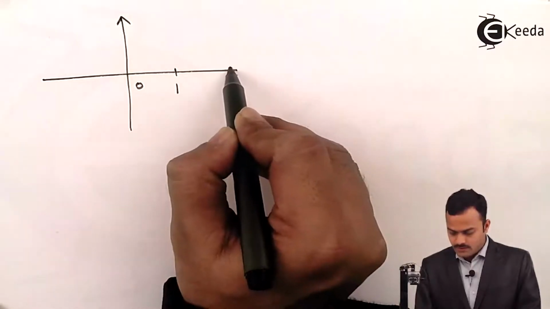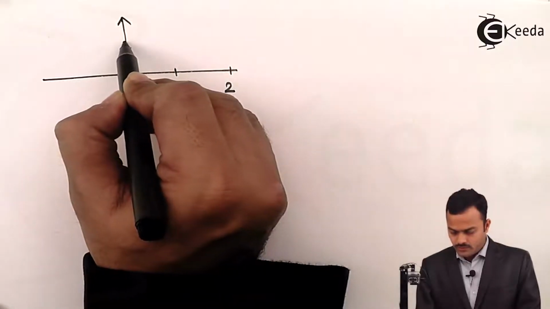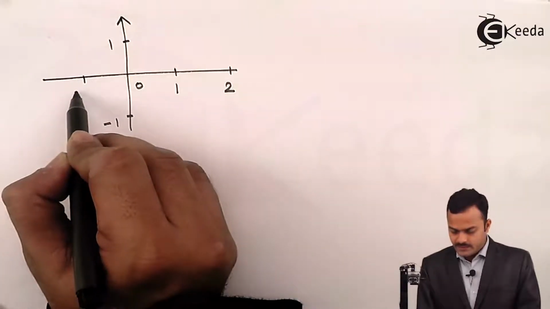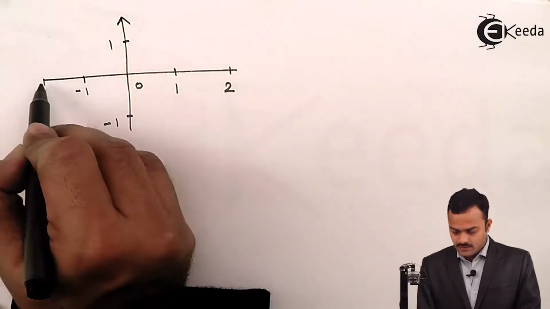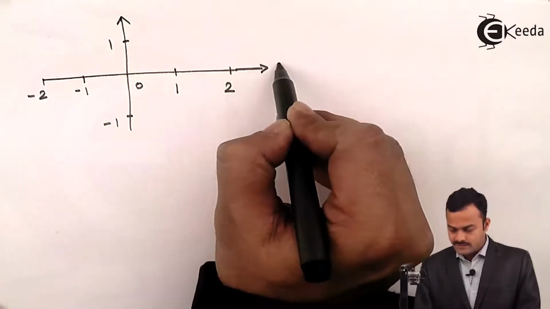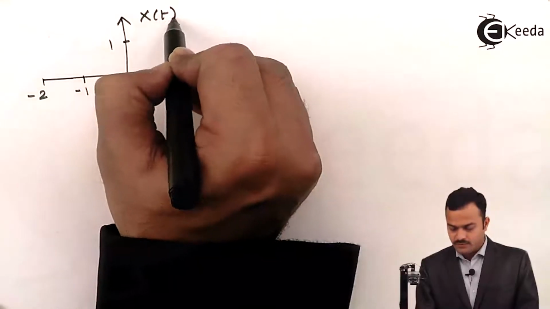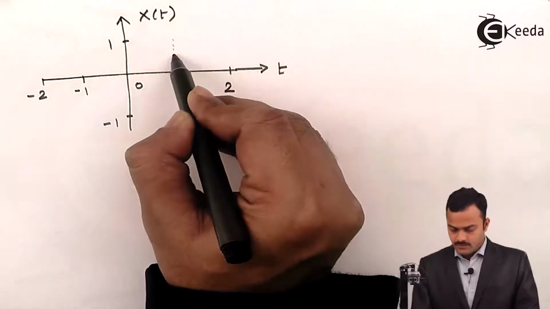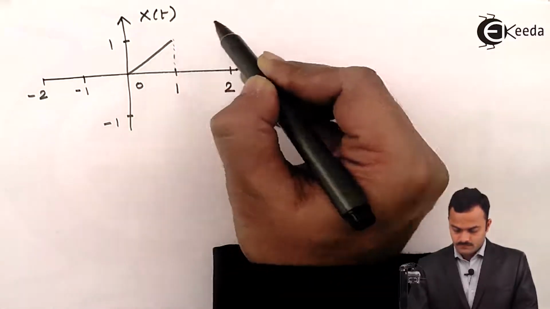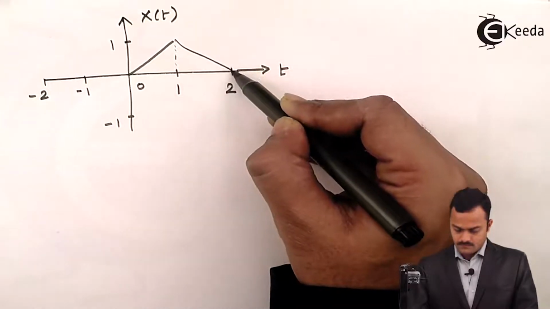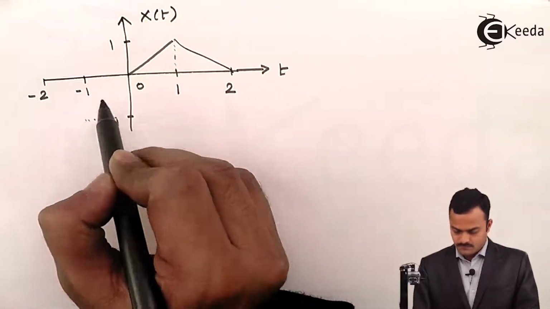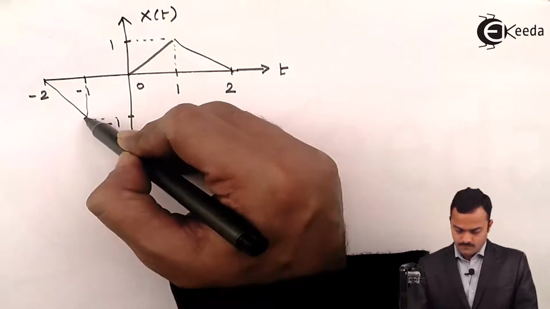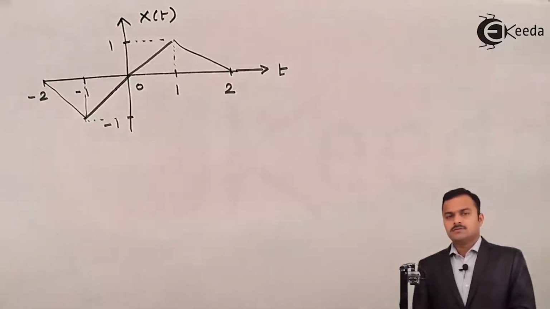This is t equal to 1, t equal to 2, and over here it is 1, here it is minus 1. For the negative t axis, it is minus 1 and minus 2. X axis is t, y axis is x of t. So the signal I'm going to consider will be like this. So this is a signal I have taken.